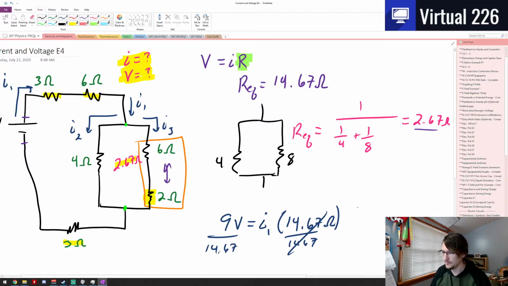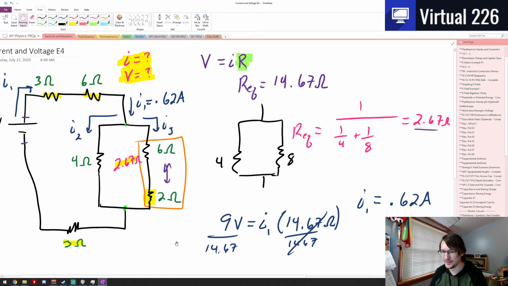We find that the current I1 here is going to equal 0.62 amps. So that's what our current is in this entire circuit. So I know at this point right here, I've got 0.62 amps. And that 0.62 is going to split up, some of it going into the left branch, I2, some of it going into the right branch, which is what we want. So how can I do this now?